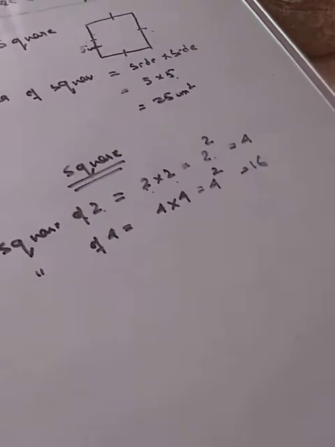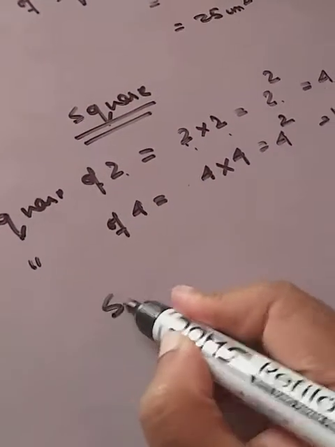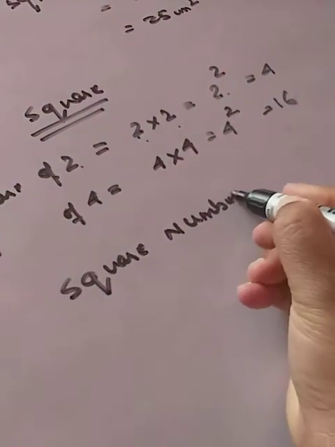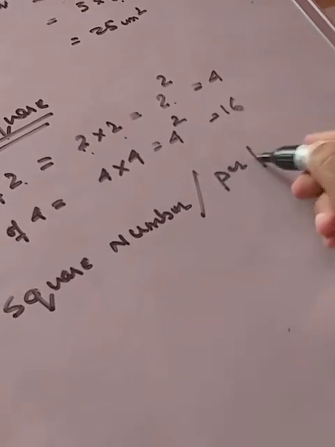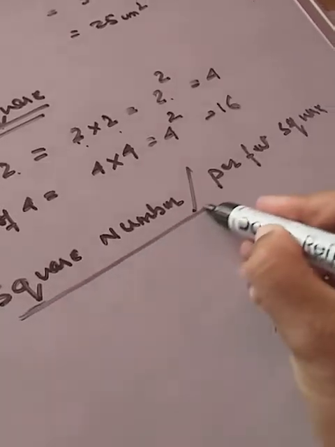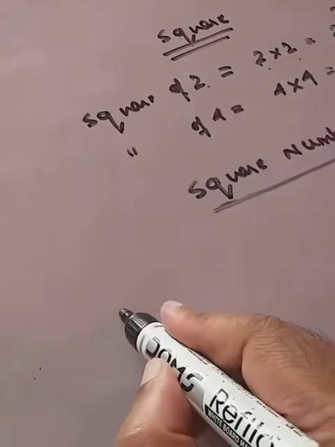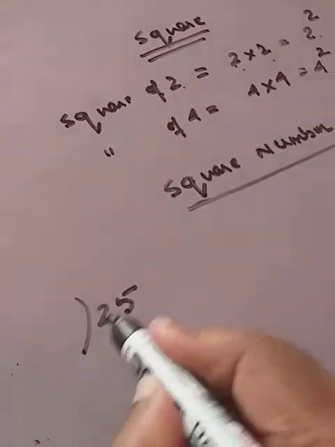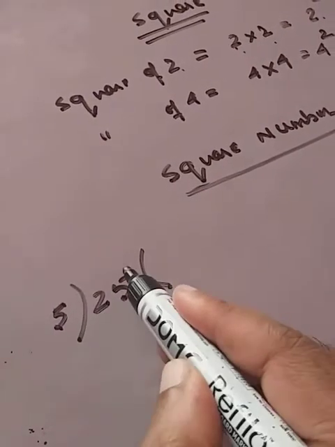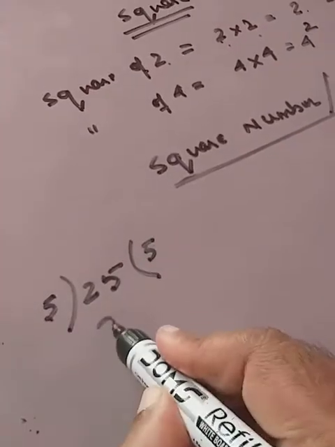Now one more important thing you have to understand is there is one particular term called square numbers or perfect squares. If somebody asks what is a perfect square, which numbers are called perfect squares? Suppose take one example, 25. When we divide this 25 by 5, in this case 25 is the dividend and 5 is the divisor. So when we divide it, 5 5s are 25.